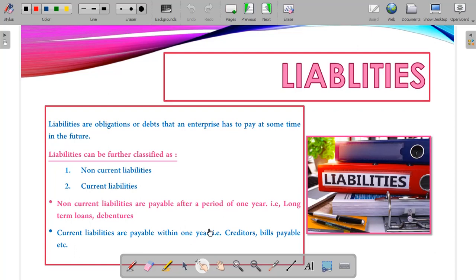These are also obligations, but we need to pay these debts after 1 year. In case of current liabilities, they are payable within the year, like creditors and bills payable. We'll also understand these terms further.